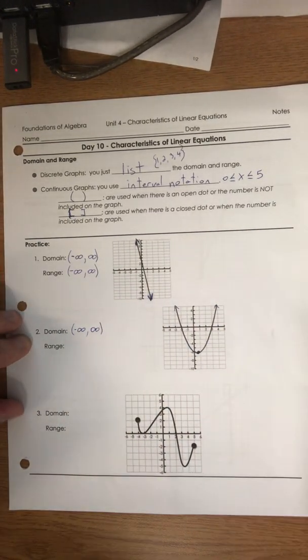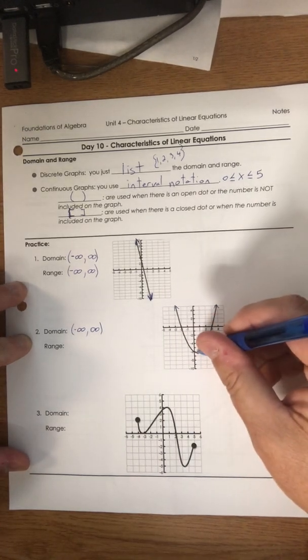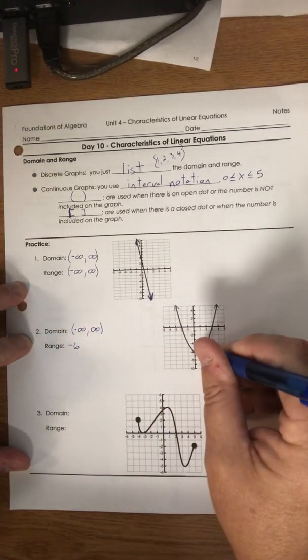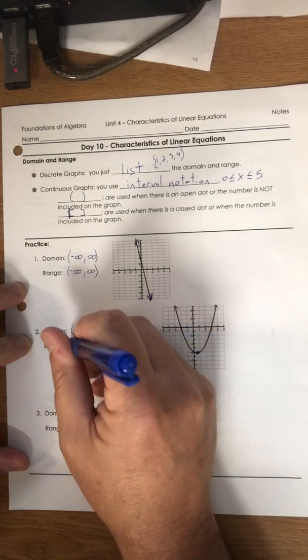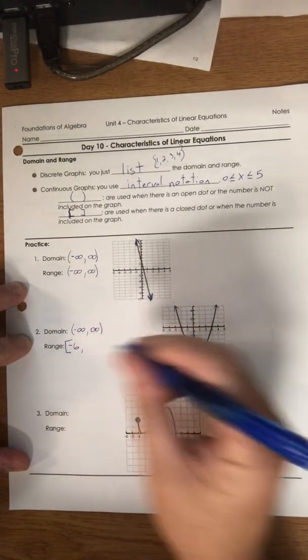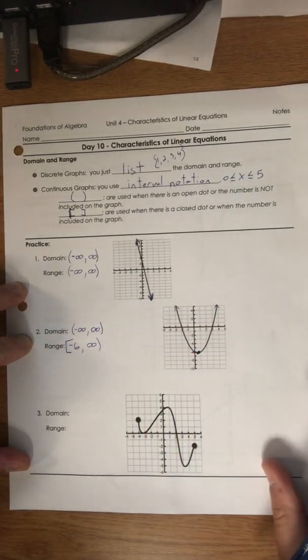The range, now the range is going to look different. So the lowest Y value of this U is right here. We're going to call that negative 6. And on this one, it actually has a dot there touching negative 6. So I'm going to put a bracket around that. And then these go up forever. So it's going to go to positive infinity.